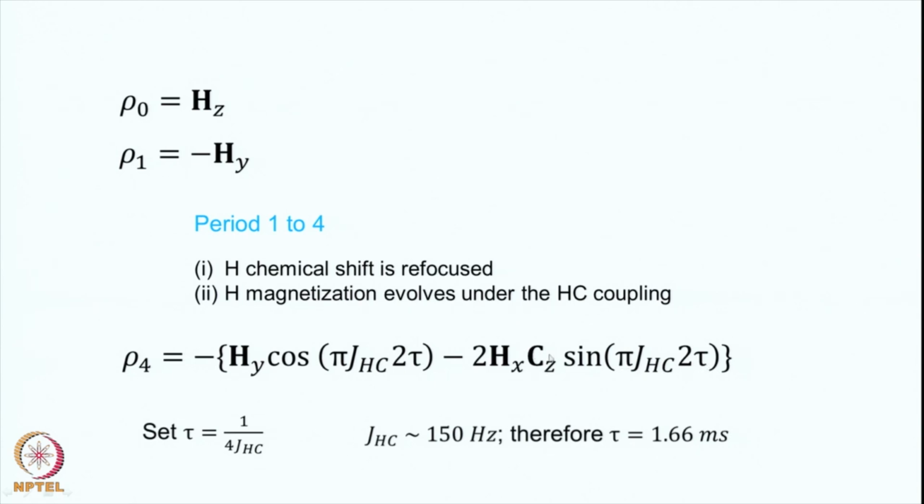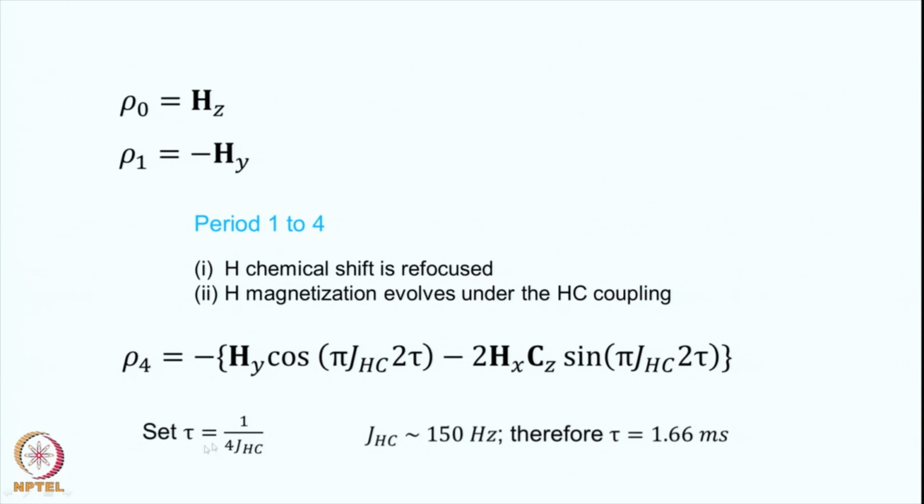Notice now these are the operators. Okay, this represents the antiphase magnetization of proton with respect to the carbon, and this is the in phase magnetization of proton along the y axis. So, these are the operators Hy and 2 Hx Cz, and tau is the time of course, and J_HC is the coupling constant between proton and carbon.